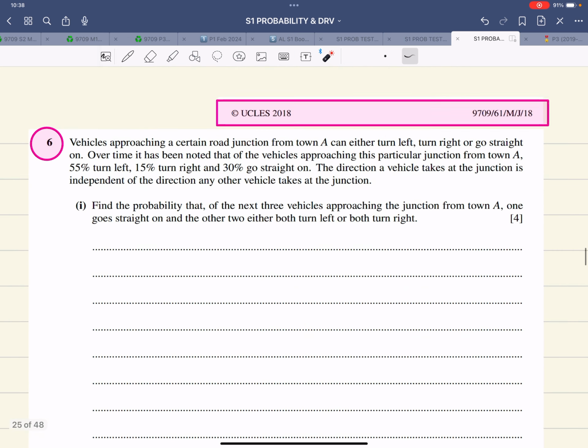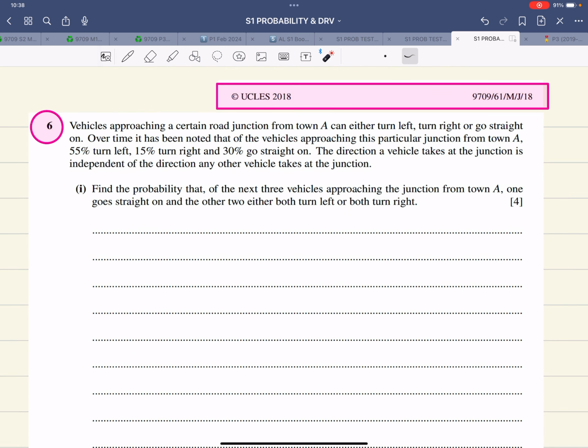So now, sometimes a question is not that difficult and more marks are given, or vice versa. Now, first of all, let me grab some colors. Let me start with the red color. So for left, turn left, this is the probability 55%. And for right, this is the probability 15%. And what's the last one? That is 30%. It goes straight on, and 30% for straight on.